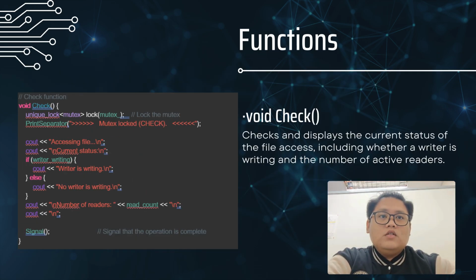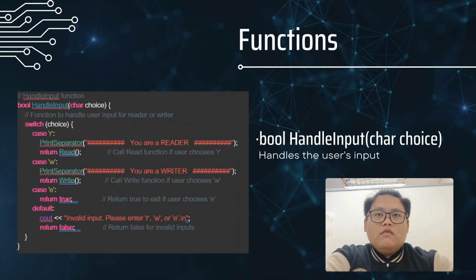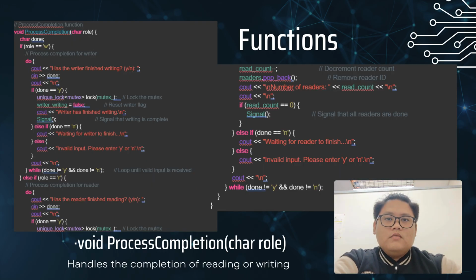The check function checks and displays the current status of the file access, including whether a writer is writing and the number of active readers. For the handle function, it handles the user input, which is the user can input as reader, writer, or exit. Next, the process completion function handles the completion of reading or writing.